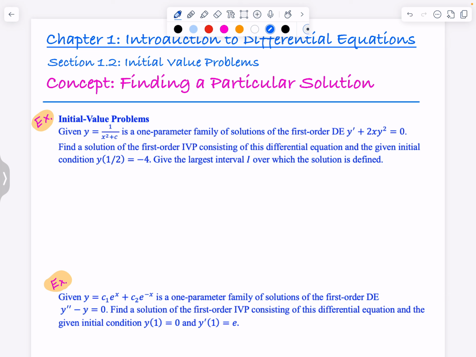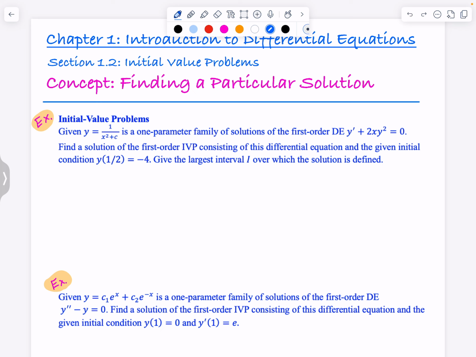And the solutions that we were given in that first section, some of them didn't have C, some did have C. When I have C, it's called a one parameter family of solutions, meaning the C, right? I change C, I get a new solution. That's what a parameter is, right? You choose a value for it. It's not really a variable.